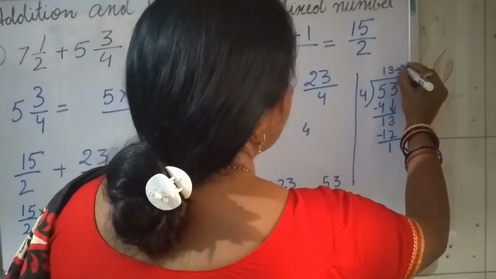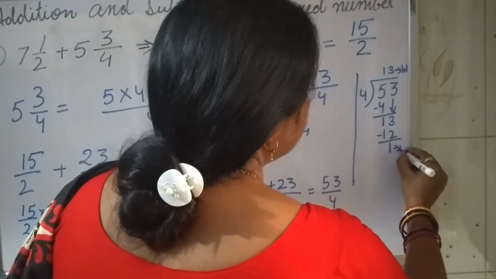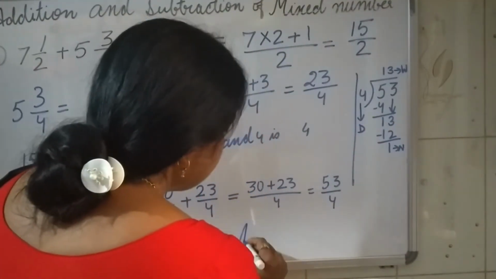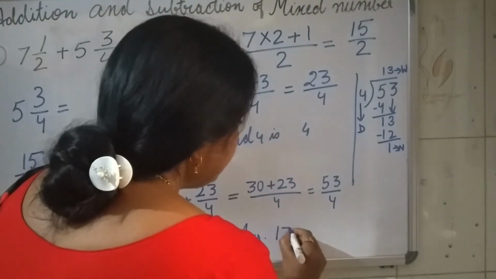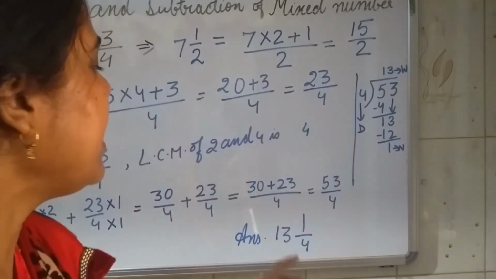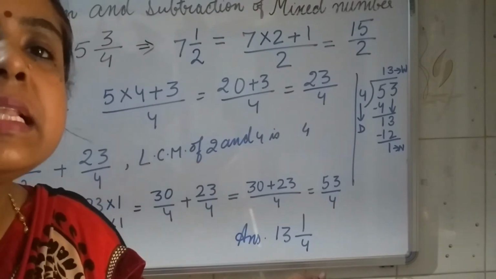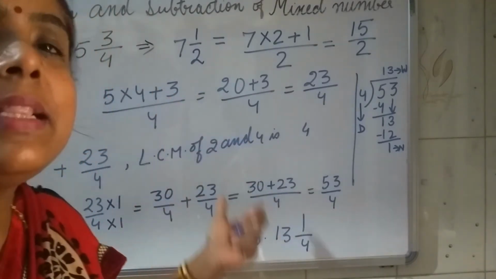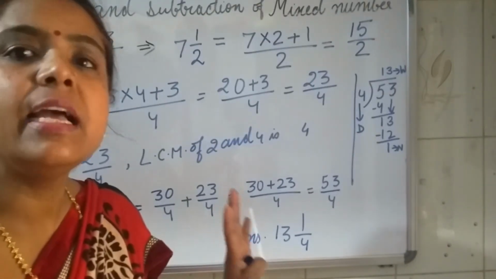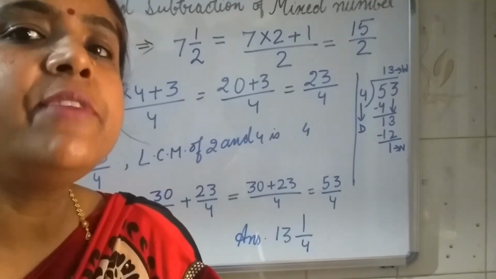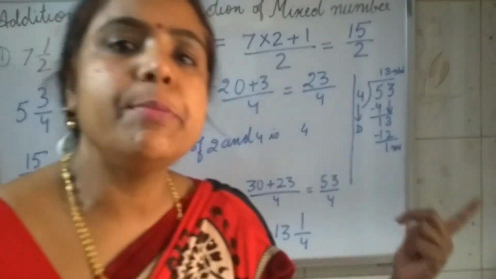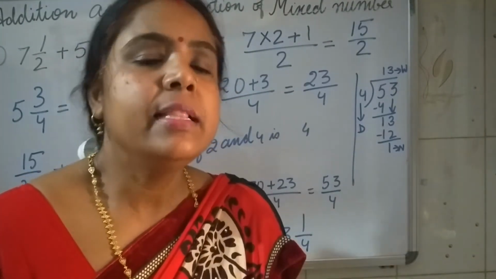So this is the whole number, this is the numerator and this is the denominator. So the answer is 13 whole 1 by 4. Clear? So you can see that in both processes the answer is coming the same. So either you do it by this process or by another process, there will be no change in the answer. The choice is absolutely yours. If you are comfortable with this process, do it by this, or if you are comfortable with the one I explained earlier, then do it like that.